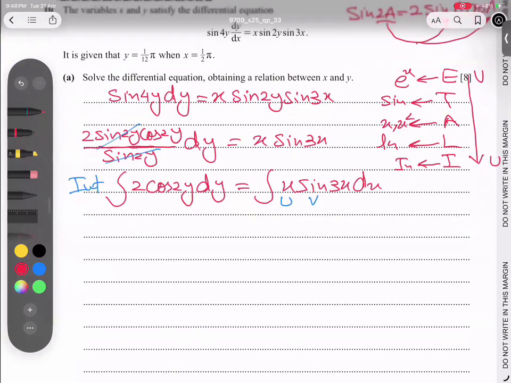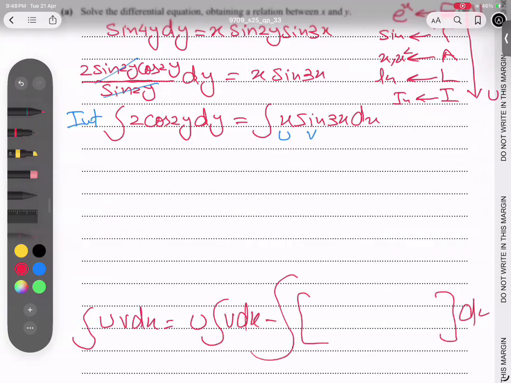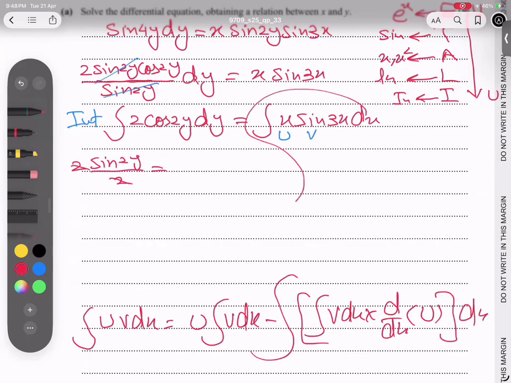Now, first I write the formula so you can understand. Copy it: integration of V minus the big integral sign, dx must be there, again V integration into differentiation of U. So this formula is there. I'm going to apply it, but first of all, I'm doing this one. What is the integration of cos? Sin 2y, divided by 2, and the 2s cancel out. Now applying integration by parts.